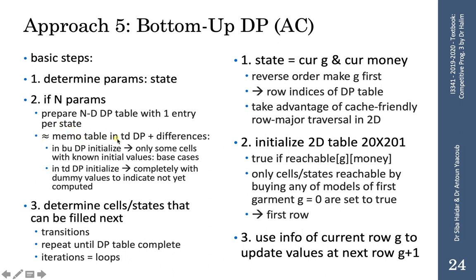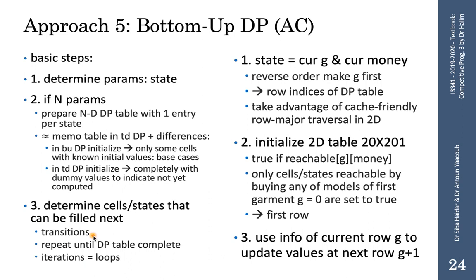This is similar to the memo table in the top-down approach, but the difference is that in the bottom-up approach, you have to initialize only some cells with known initial values that constitute the base case. However, in the top-down approach we saw before, we completely initialize the memo table with dummy values to indicate that they are not yet computed. And the third step is to determine the cells and the states that can be filled next. So first we fill only the base case, and then we will determine the transitions.